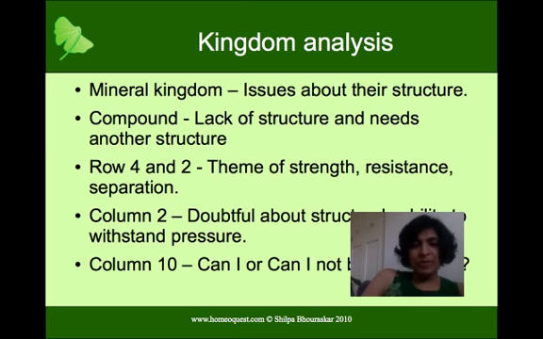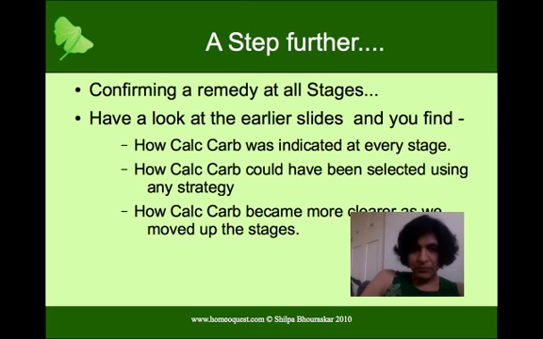And column 2 is about this doubt, this anxiety about whether they'll be able to really do it on their own. Can they be independent enough and withstand the pressure? And can I be on my own, or can I not be on my own? So all these different themes coming together from different analysis of the rows and the columns. And then you find the remedy which comes up quite clearly is Calcarea carbonica. So not just in the Materia Medica knowledge, but also in the kingdom analysis, because it's a well-proven remedy.